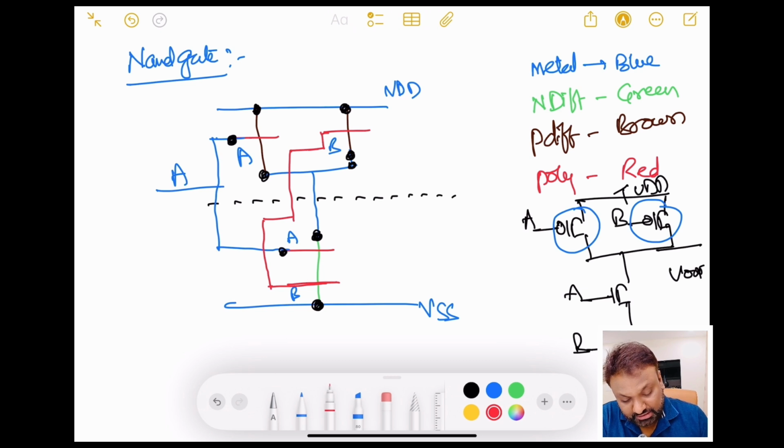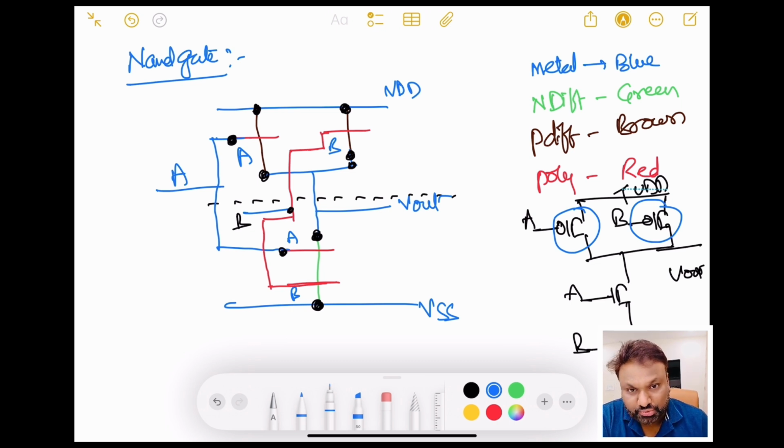Stick diagram. I can have a metal contact here, right? I can have a metal contact here, okay, with B here, and I will give a B input here, and I shall take the V out from here, correct? So this is the stick diagram, okay, by using color codes.